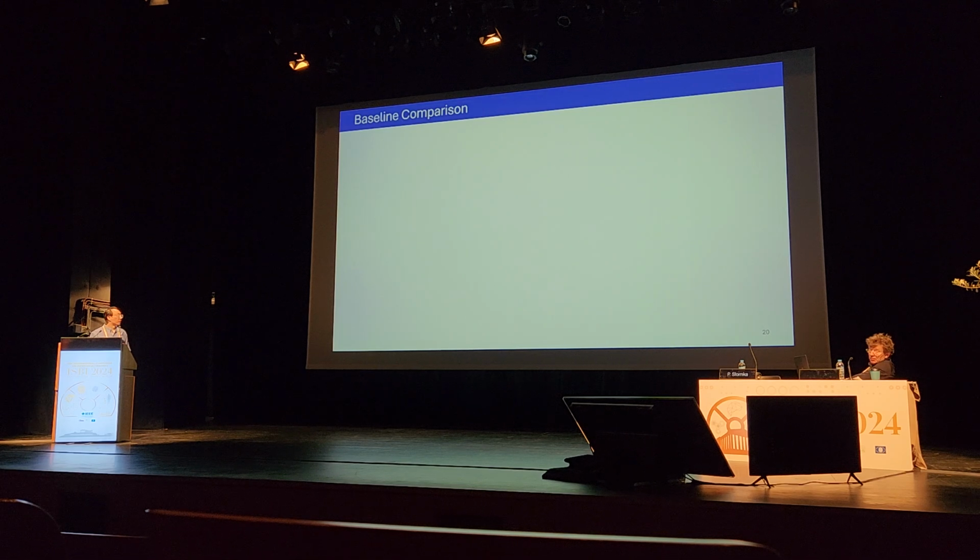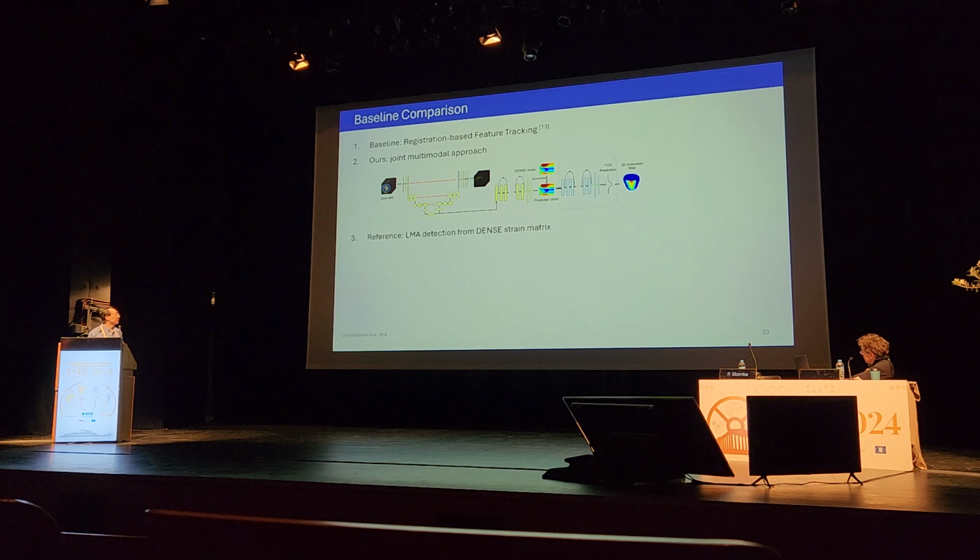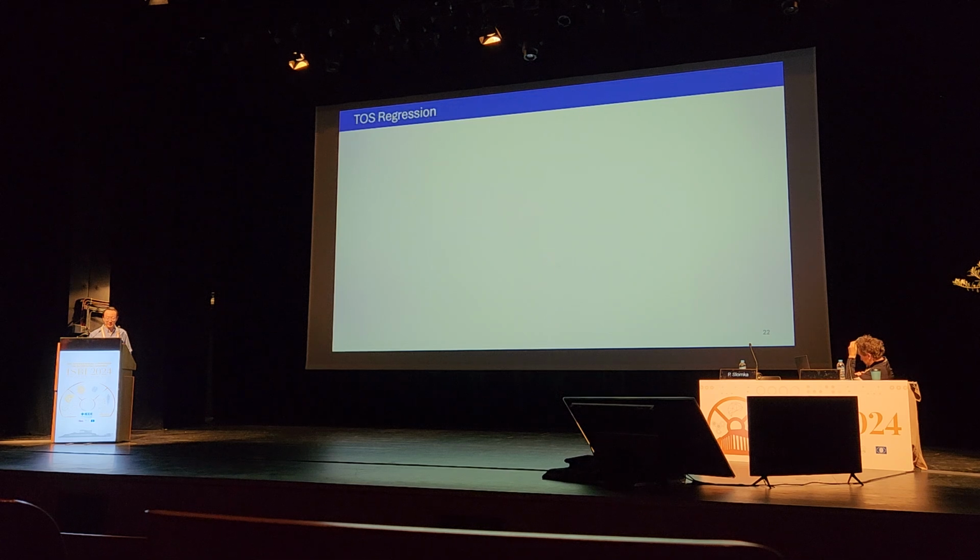implant site. And for the baselines, the first baseline is the registration model feature tracking algorithm. That's a widely used method. And second is the joint multimodal approach we have seen before. And we have a third reference method, which is LMA detection directly from DENSE ground truth, or highly accurate strain images. We do not use the predicted strain, we use the ground truth strain. The purpose is to evaluate the effectiveness of predicted strain specifically for the LMA detection task. And we expect that the performance of our approach is much better than the baseline and should be close to the reference method. Let's look at the results.